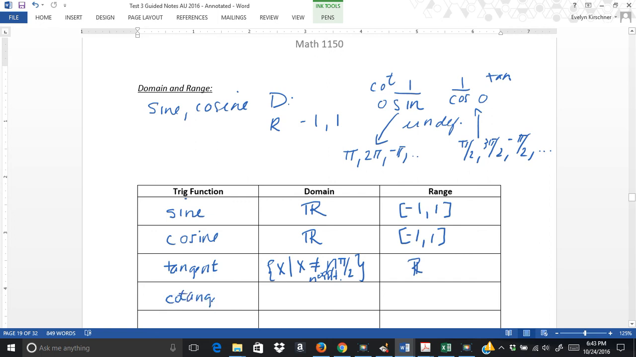That's the easiest co-function, or a reciprocal function, and it's all x such that x doesn't equal n pi, where n is an integer. I don't have to worry about odds or evens because there's no fraction, and its range is all reals.